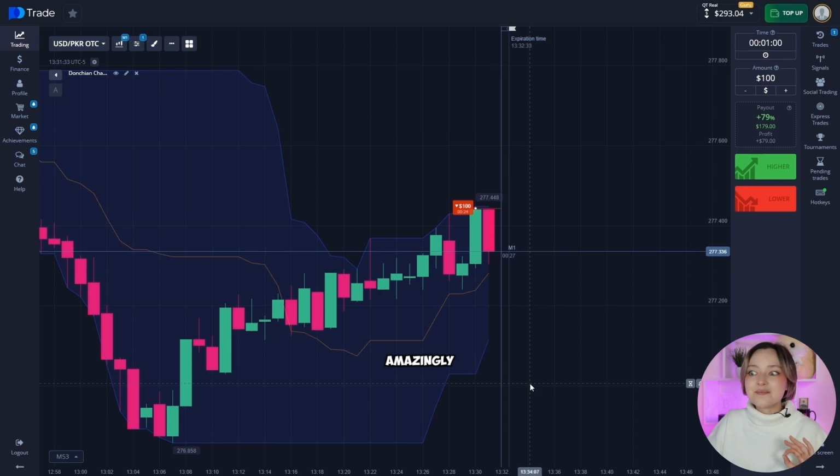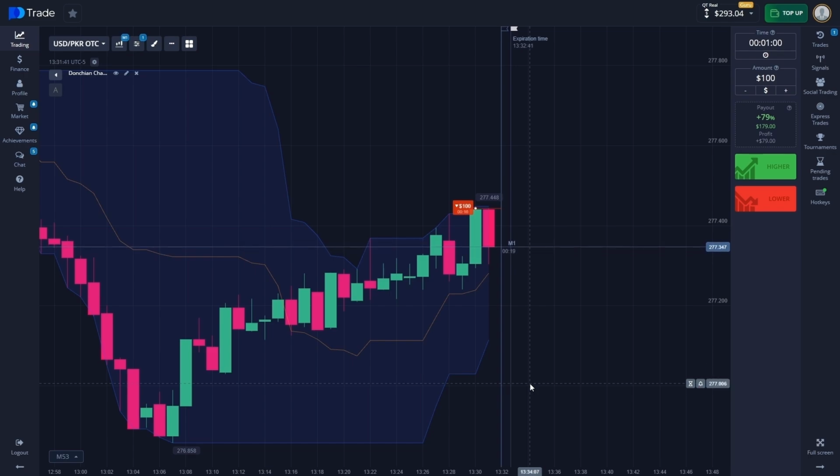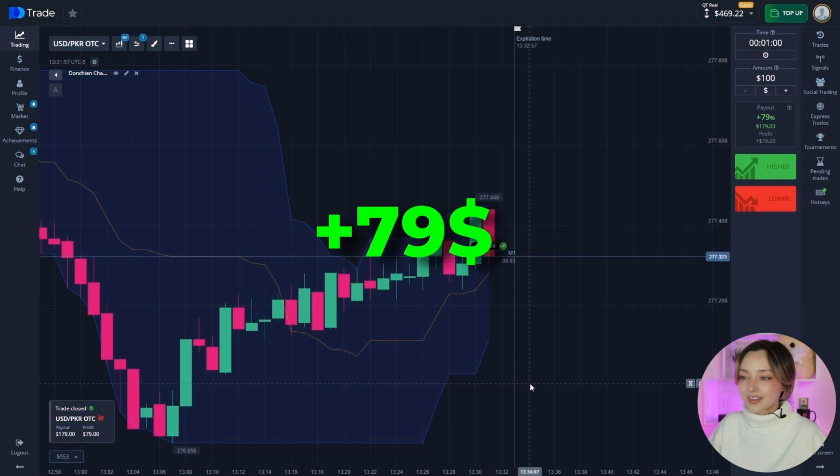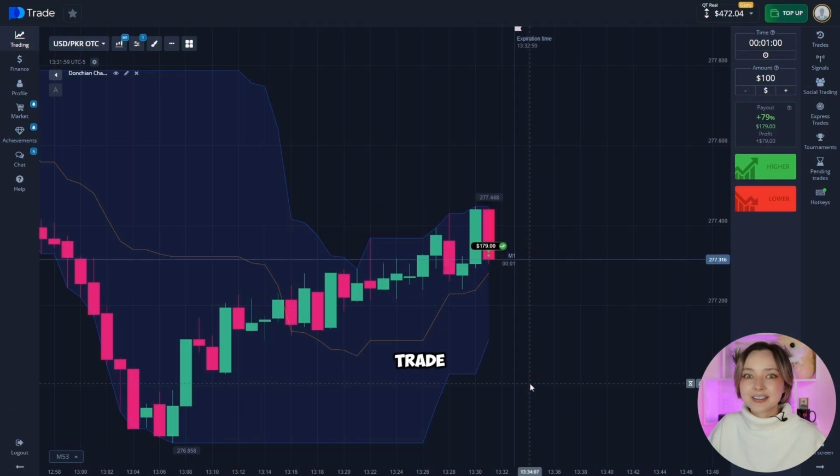This indicator works amazingly well because it accurately shows the next levels of high interest the price might bounce off of. See how immaculately this trade closed.